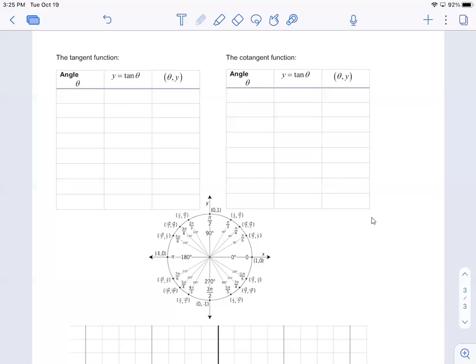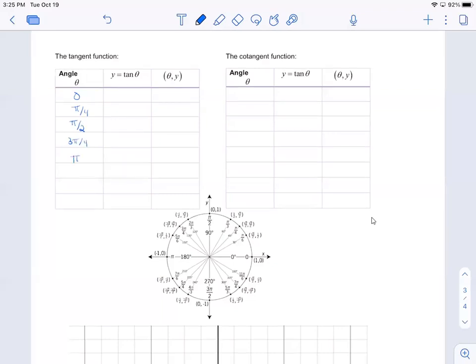So I'm going to conveniently choose 0, pi over 4, pi over 2, 3 pi over 4, pi, 5 pi over 4, 3 pi over 2, and then the last one will be 7 pi over 4.